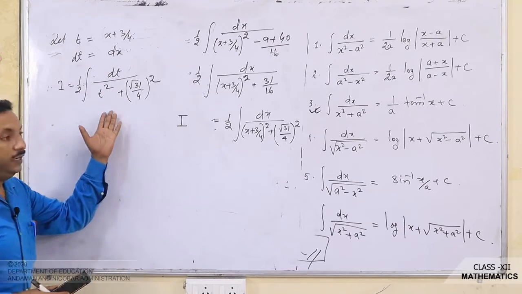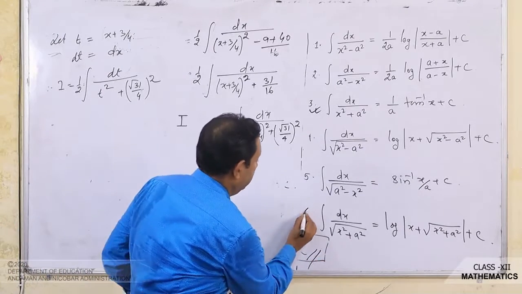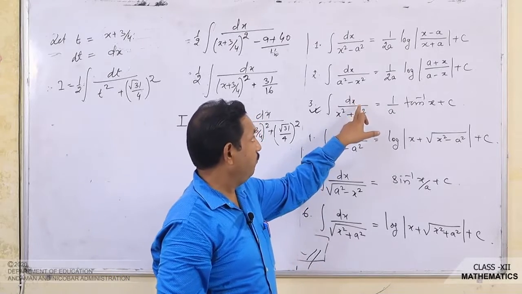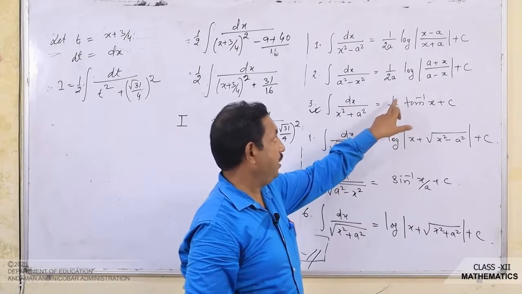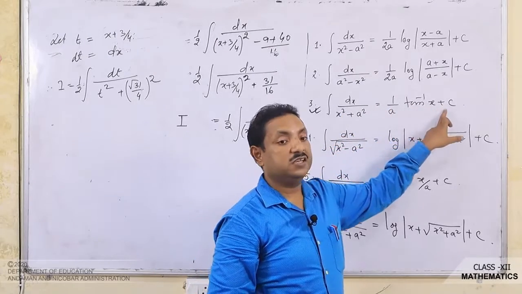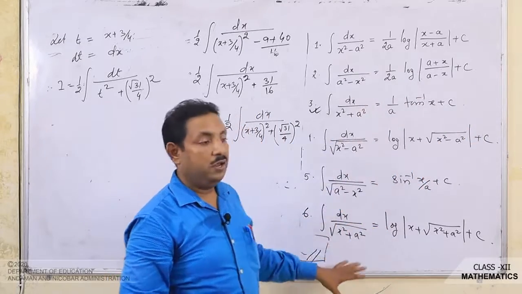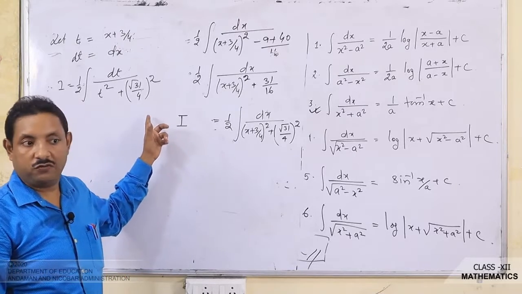Now, look here, it is in which form? Out of these 6 forms, this is in form 3. Form 3 is what? That is dx upon x square plus a square, and that will be 1 upon a tan inverse x by a. You have to remember all these 6 forms, then only you can do the integration over here.